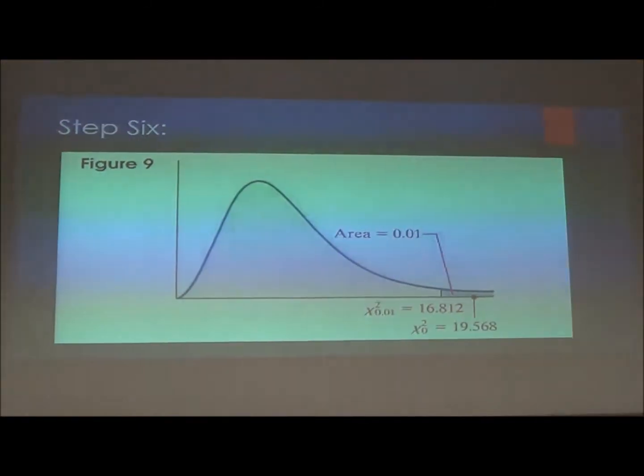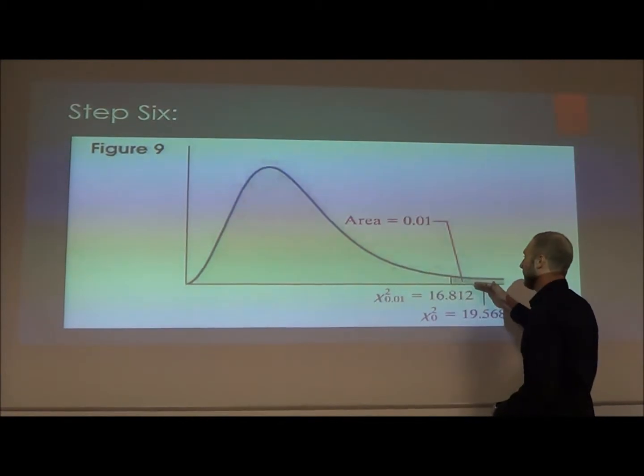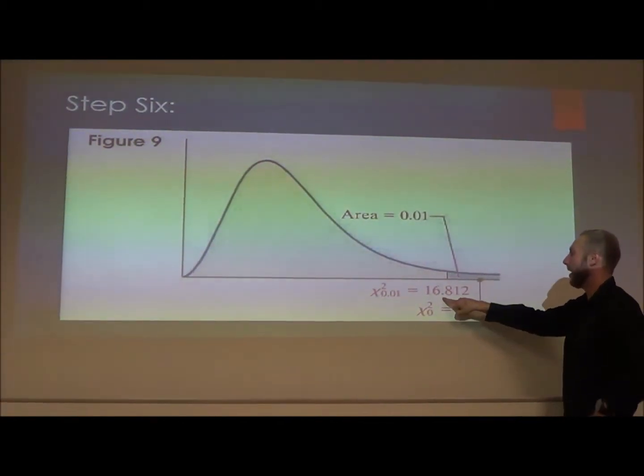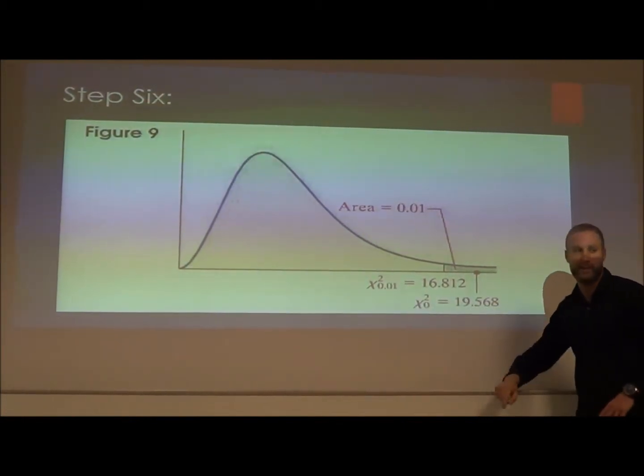Step 6, we're going to draw our graph. This basically makes it easier to see what's going on. We're going to draw a right-tailed graph. We're going to see if the area is at 0.01. Our critical value is 16.812, and our test statistic falls at 19.568.